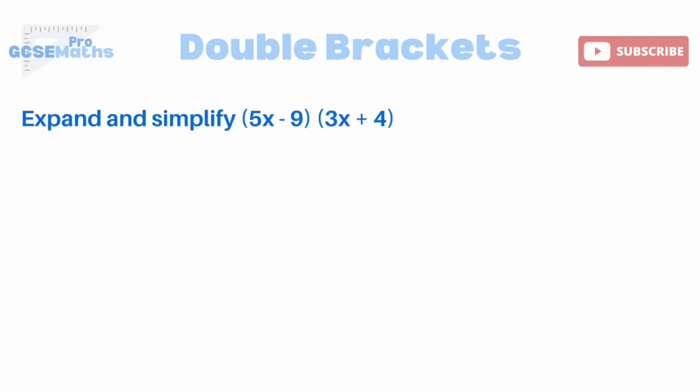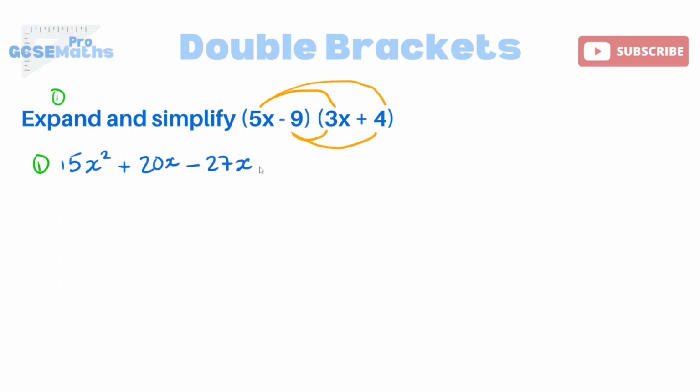Okay, so keep pausing the video, trying out these different questions and see how it goes. So 5x times 3x, well, they're both positive. Then I'm going to do 5 times 3, which is 15, and x times x, which is x squared. Then 5x times 4, again, they're both positive, so plus 4 times 5 is 20, and the x is still there. Then we have minus 9 times 3x, so that will be a negative 27x. And lastly, minus 9 times positive 4, which will be minus 36.